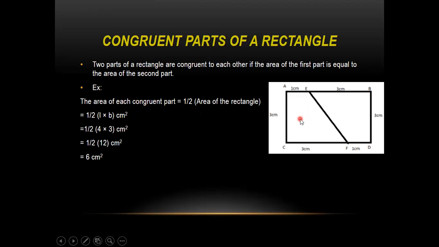So the area of the rectangle, we know the formula, is L into B. So that means 1 by 2 into L into B centimeter square. Here you can see L is 4 centimeter, that means 3 plus 1, 4, and breadth is 3 centimeter. So 1 by 2 into 12 centimeter square. So that means we will get 6 centimeter square.